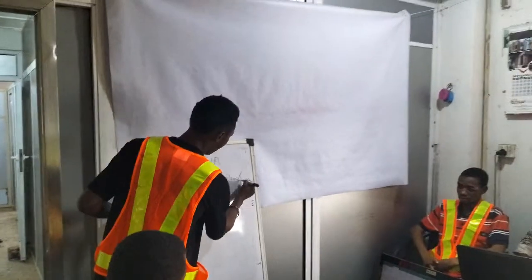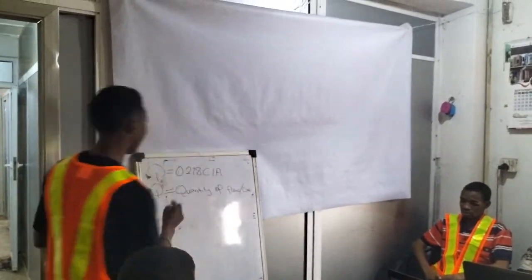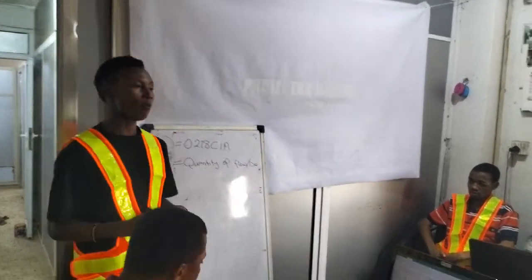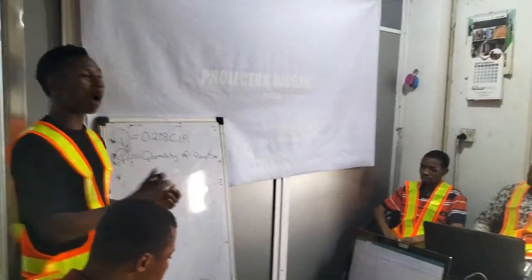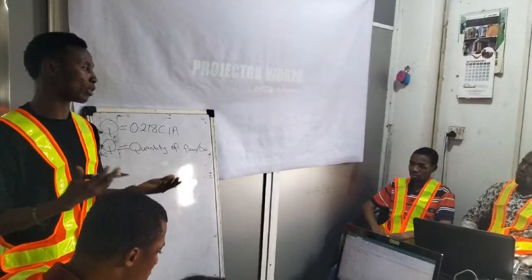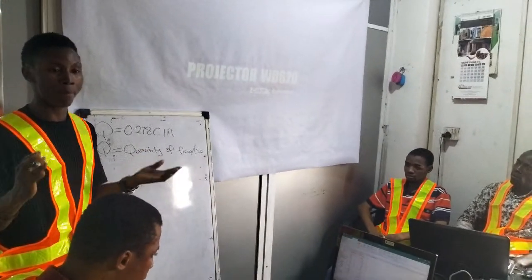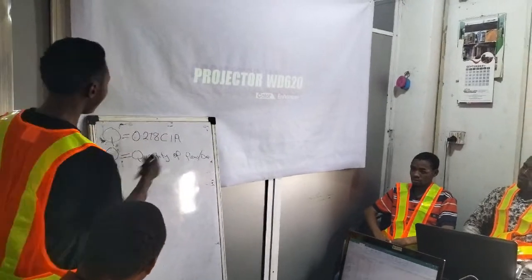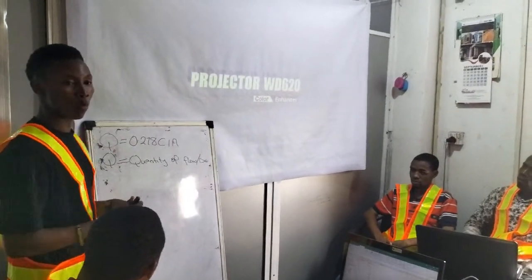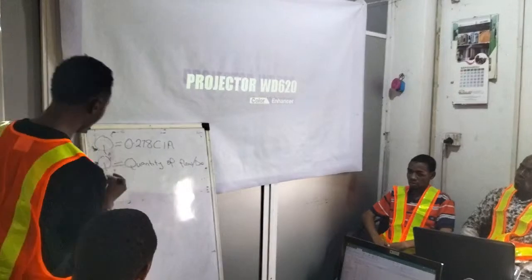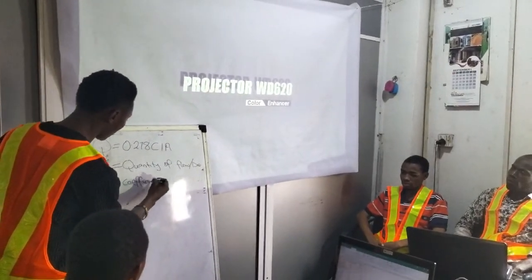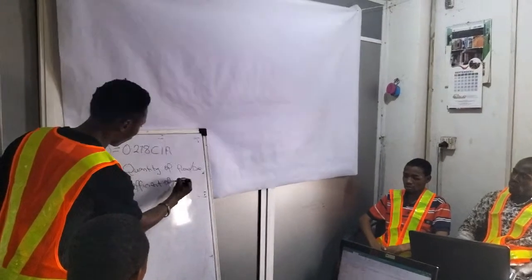You understand? Okay. Then this 0.278, if we talk about how we got it, it might take us a little bit of time. And remember, our main target is to solve this flood problem. Our C is the coefficient of runoff.